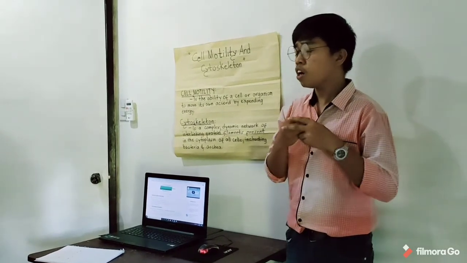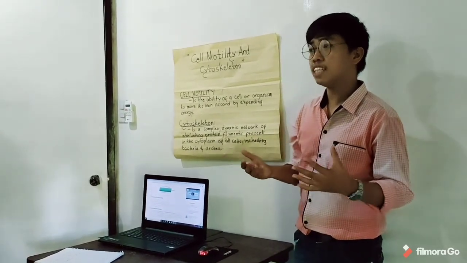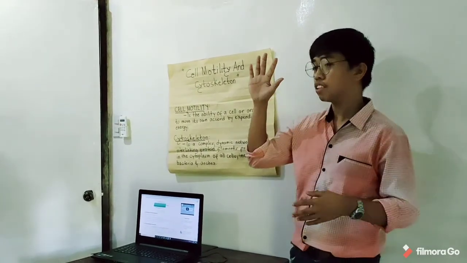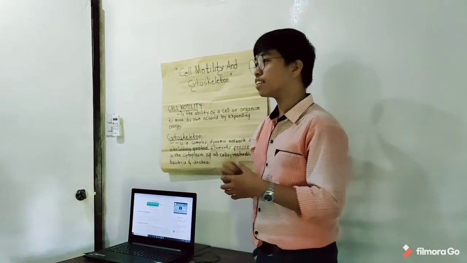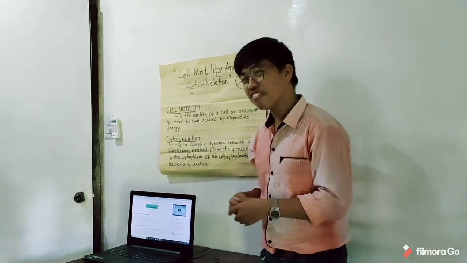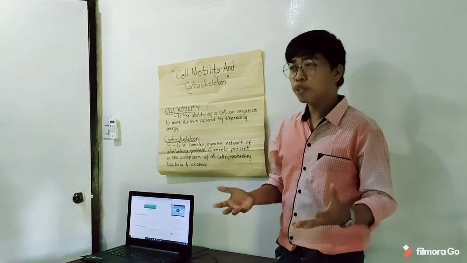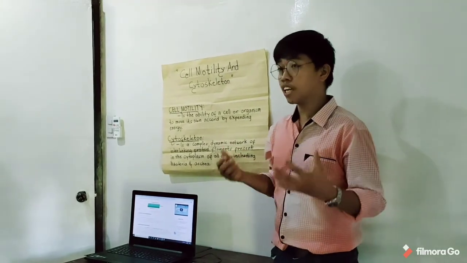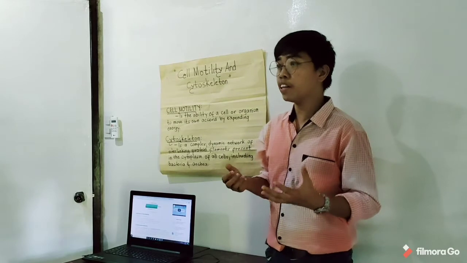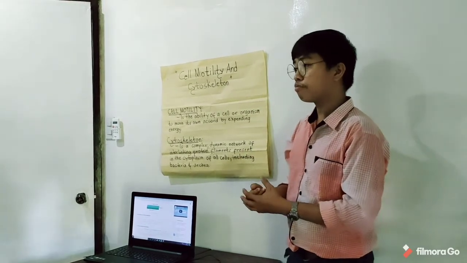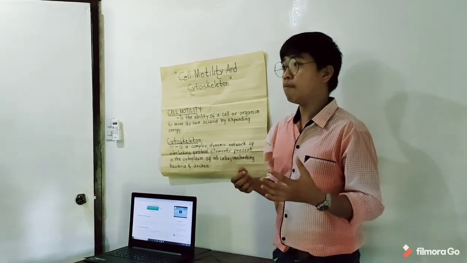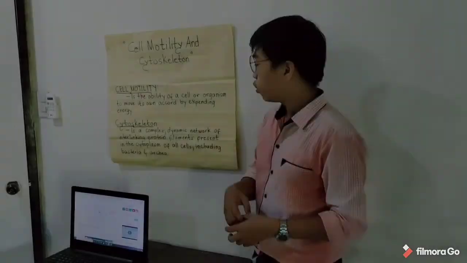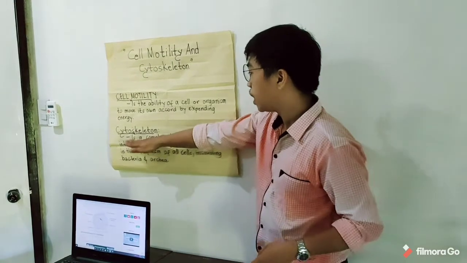Okay, so why is cell motility important? Anyone? Okay, yes, at the back? Okay, very good class. It is important because it helps ensure that your cells get to where they're supposed to be. Especially it is important in developing tissues. Okay, the next one we have is cytoskeleton.